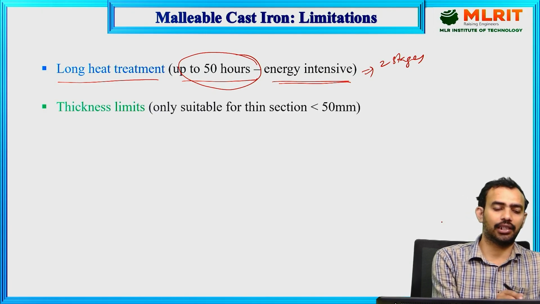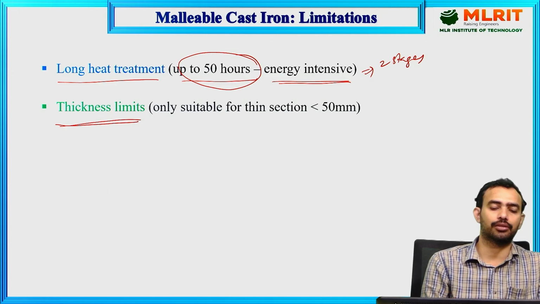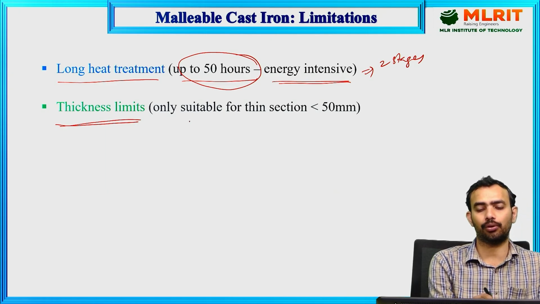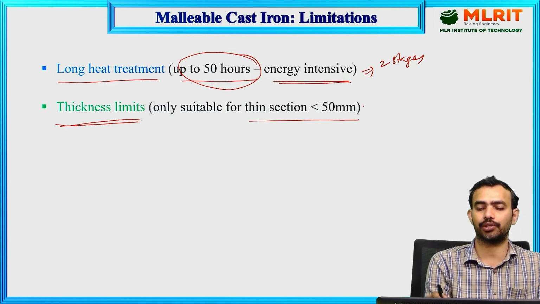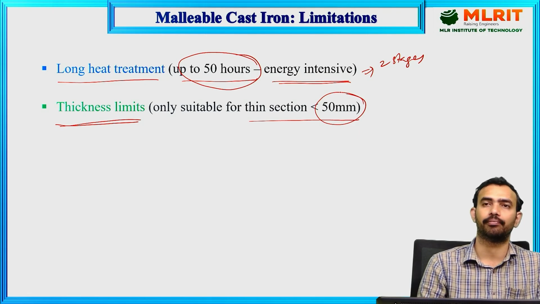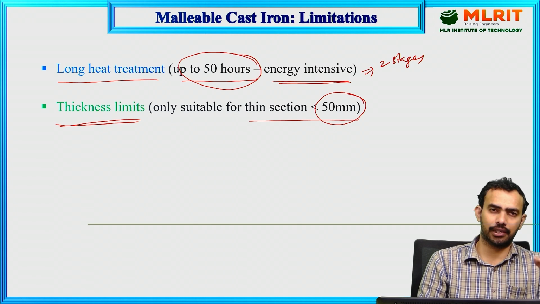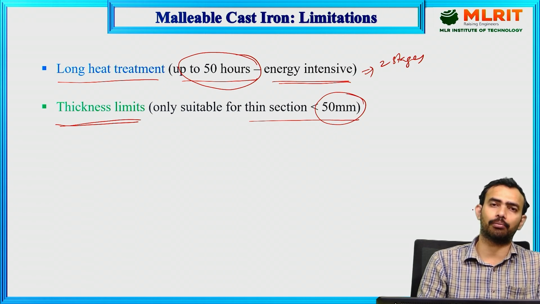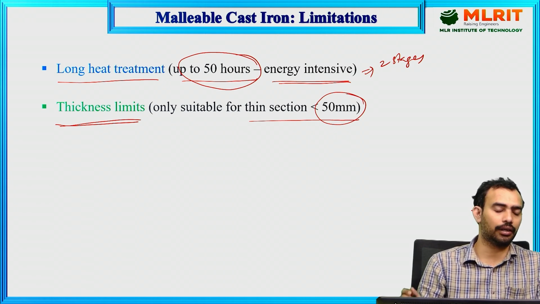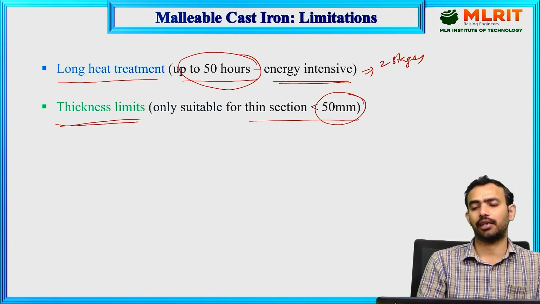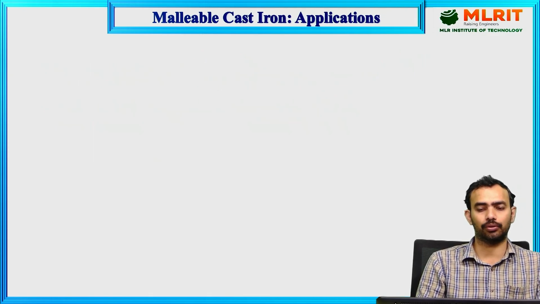It has thickness limitations as well. It is only suitable for thin sections, less than 50 mm. So only components with less than 50 mm thickness are applicable here. Larger thicknesses are highly challenging to produce. These are the two limitations that we have with malleable cast iron.